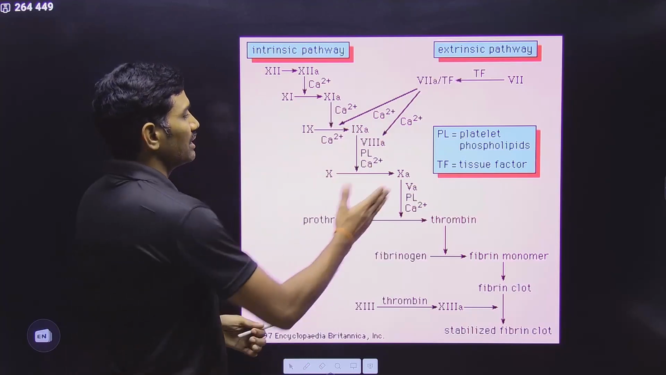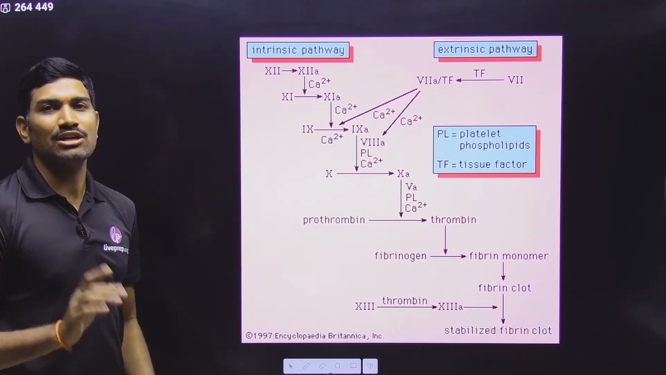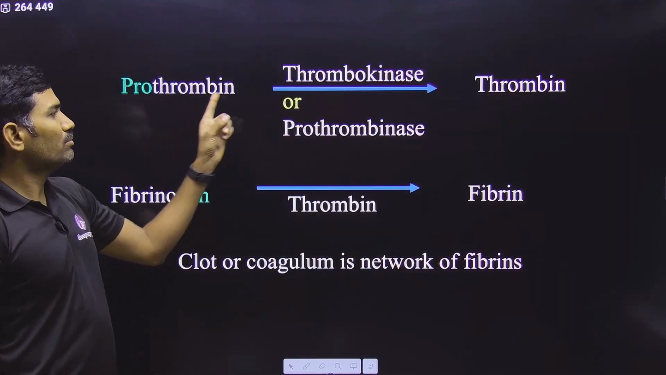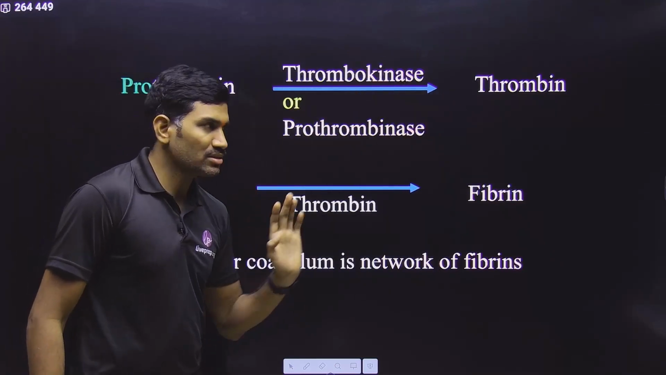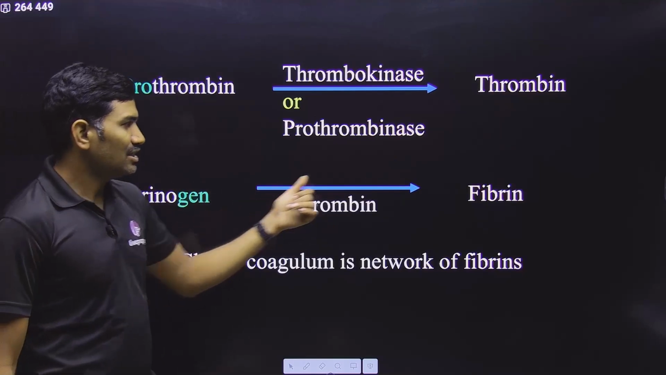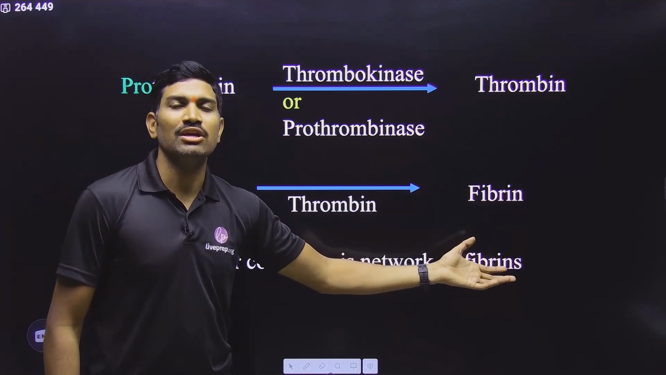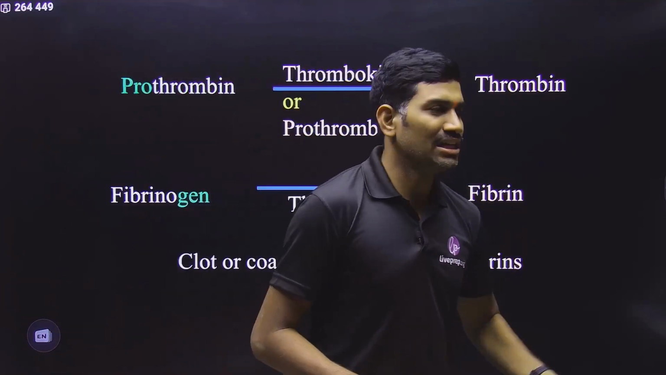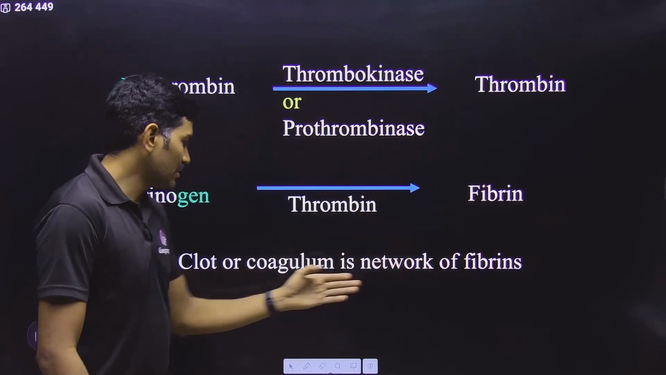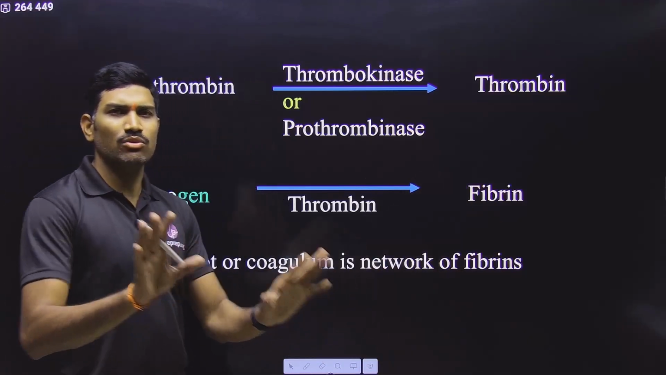Regarding these mechanisms, they have not mentioned them in NCERT. Only from this point they are talking in NCERT. So please remember this. In simple terms, they are giving only this much. Prothrombin is converted into thrombin by thrombokinase or prothrombinase. Now this activated thrombin helps in conversion of fibrinogen into fibrin. This is the fibrin monomer, the functional one. And now these fibrin monomers interlink with each other and form a mesh-like cross network. That's why clot or coagulum is a network of fibrins. Very, very important point for examination. Only this much they have given.